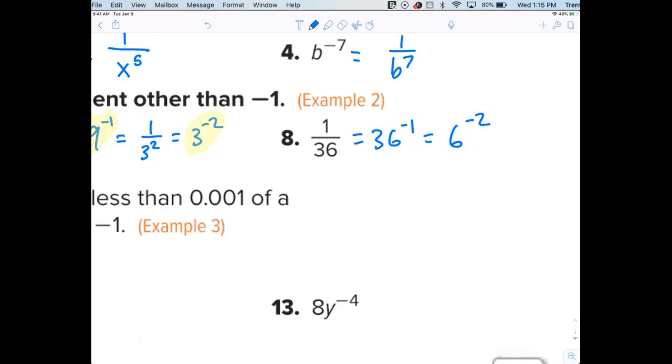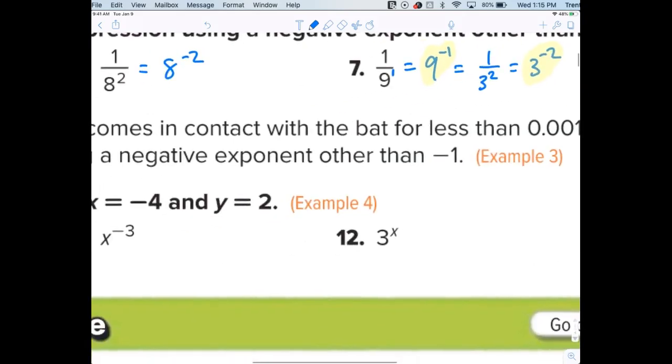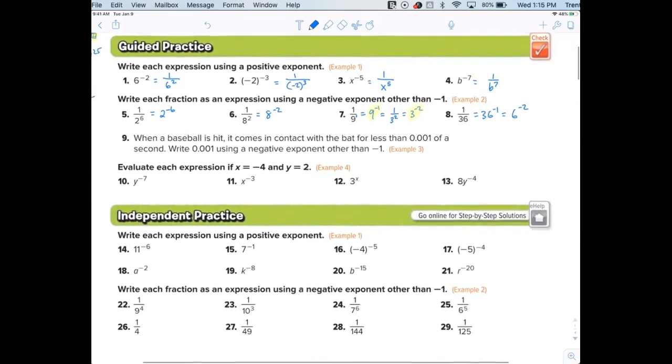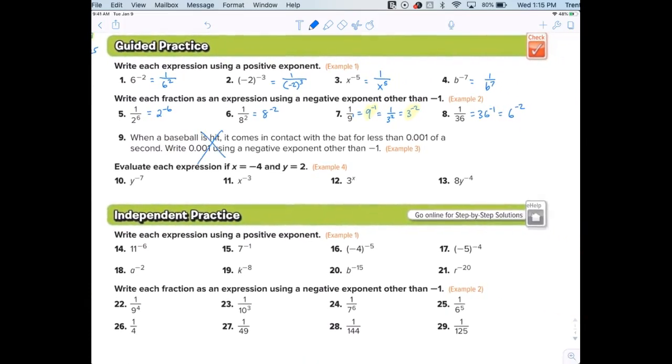Some of you just say things. What did I just say, Alden? Go back and listen. All right? And then you'll get the answer. All right. So let's cross out number 9 for now. I don't care about the word problem for now.